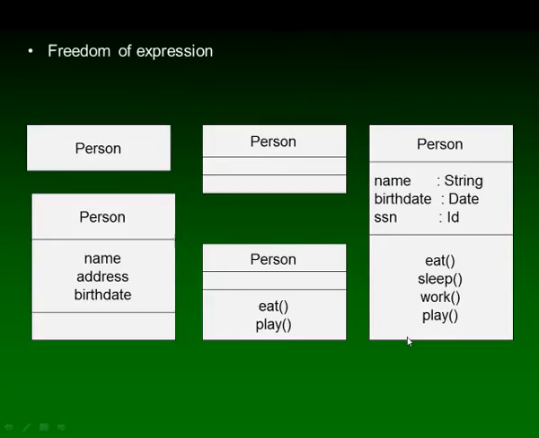So UML allows freedom such that when you are drawing a class, you don't have to show all the attributes and operations in every diagram. Because remember, what's the purpose of UML? It is to communicate your design to another human being.